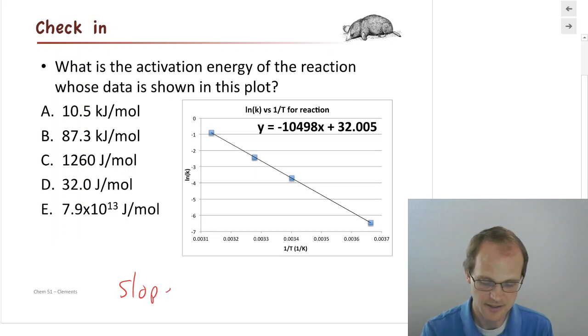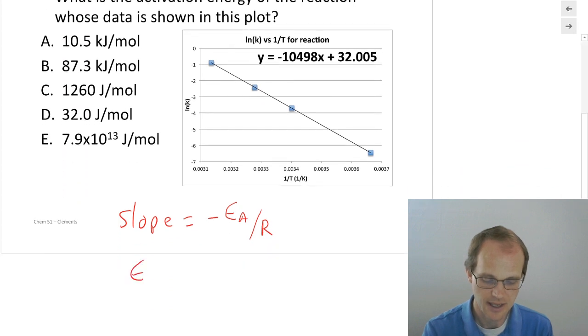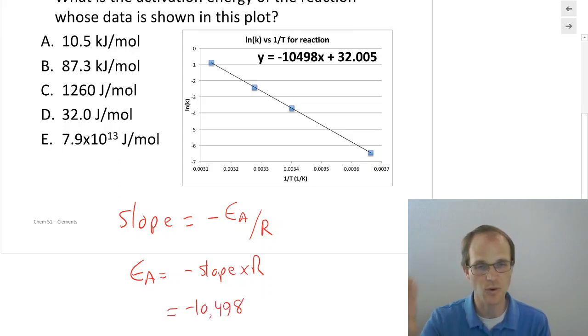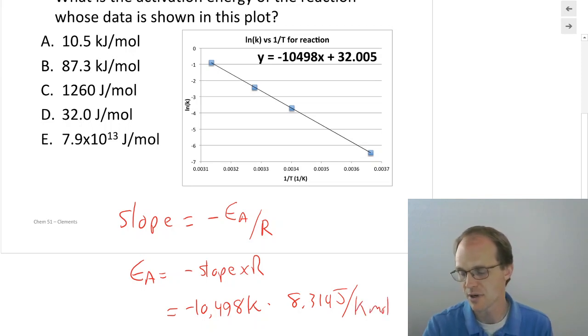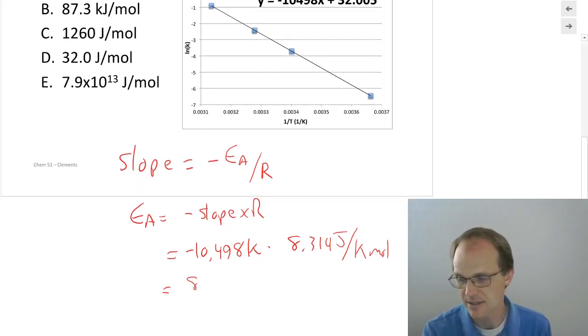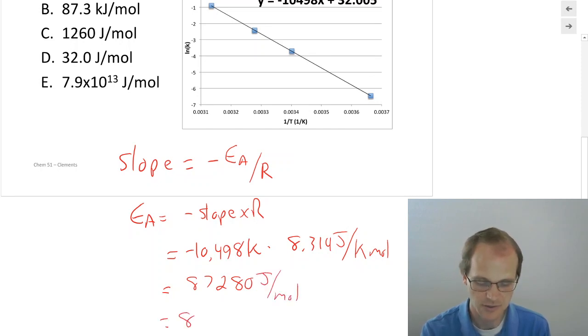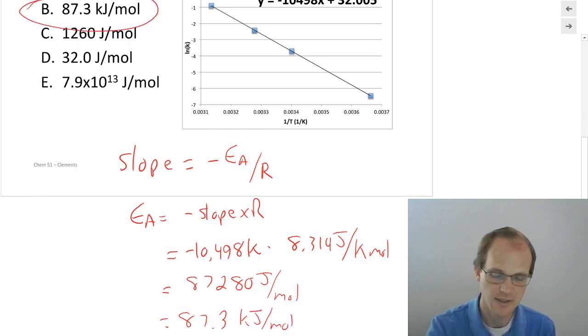We just said on the other slide that the slope is minus EA over R, or EA is minus slope times R, which is going to be minus minus 10,498. What did we say the units were? 1 over Kelvin, or Kelvin, times 8.314 joules per Kelvin mole. If you do all that work, you find that you get an EA of 87,280 joules per mole. You can convert that to kilojoules by saying 87.3 kilojoules per mole, or answer B.